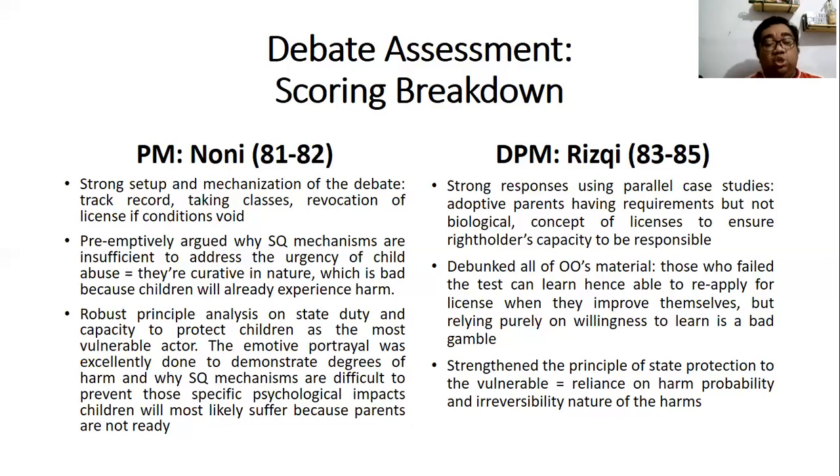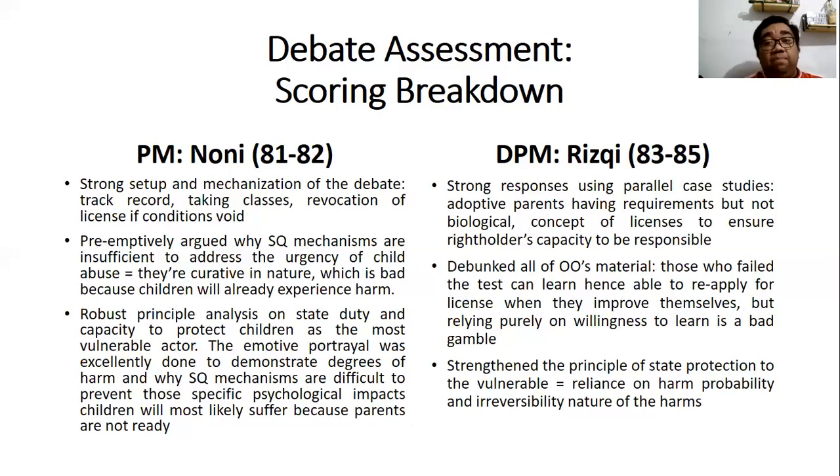I think a lot of the judges sort of undervalued the contribution that Prime Minister had because the case studies sound like personal anecdotes, but if you look at the logic and the portrayal behind that, it is actually very valuable because it demonstrates a lot of the harms and the psychological realm that is difficult to be addressed under the status quo. So those were the reasons why we felt that the Prime Minister deserves an 81 to an 82. The Deputy Prime Minister, we gave 83 through 85, so we felt that Deputy Prime Minister was the best speaker in the round.